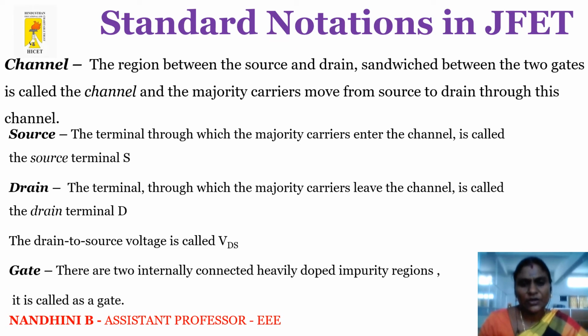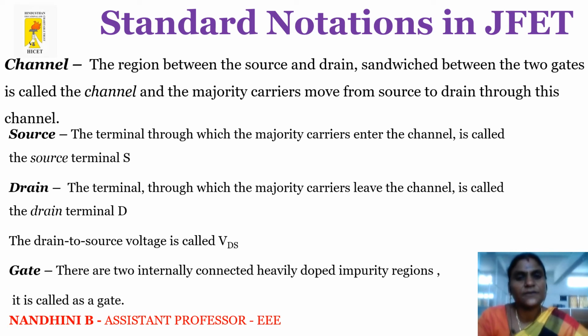Next is standard notations in JFET. The channel is nothing but the region between the source and drain. The sandwich between two gates is called the channel. The majority carriers move from source to drain through this channel. The movement of the carriers takes place from source to drain with the help of this channel.